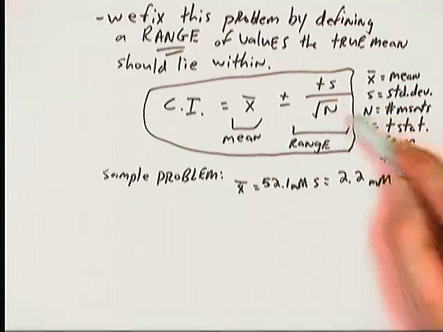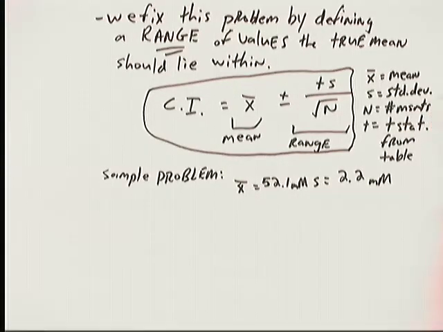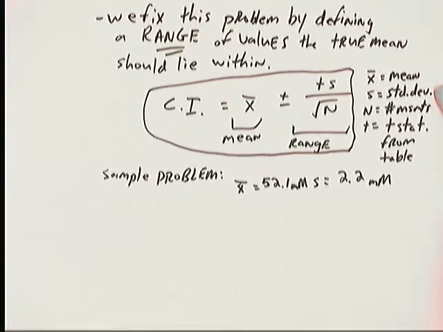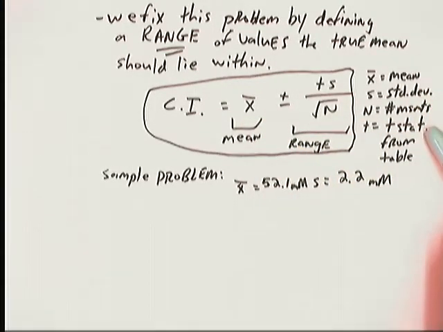n is the number of measurements in our data pool. s is the standard deviation of the data pool. The x-bar is the mean, and t is our t-statistic. We're going to get that number from a table. I'll show you such a table in a few minutes. The table would be given to you on an exam. You do not need to memorize it.